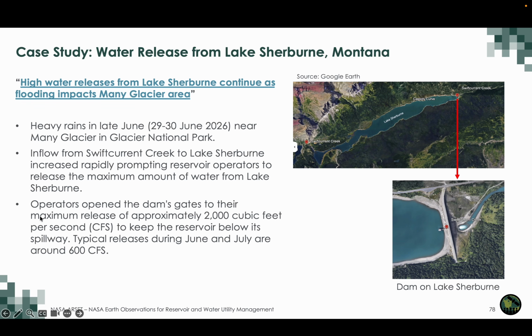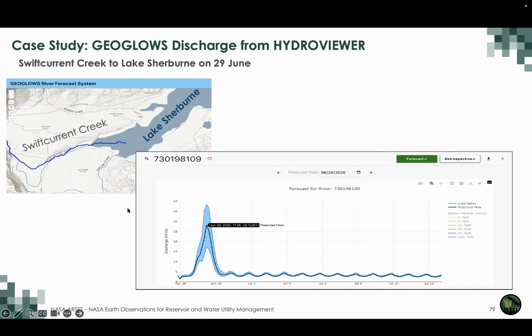dam's gates to their maximum release of approximately 2,000 cubic feet per second, just to keep the reservoir below its spillway. And typical release in June-July is usually 600 CFS, and so this was much larger because of heavy rain. And this is how GeoGLOWS Hydroviewer can help in monitoring inflow into a lake.